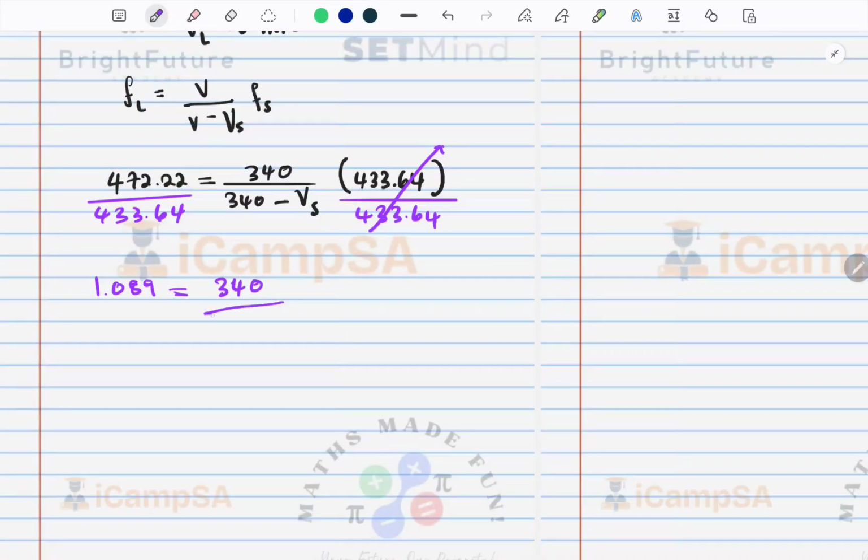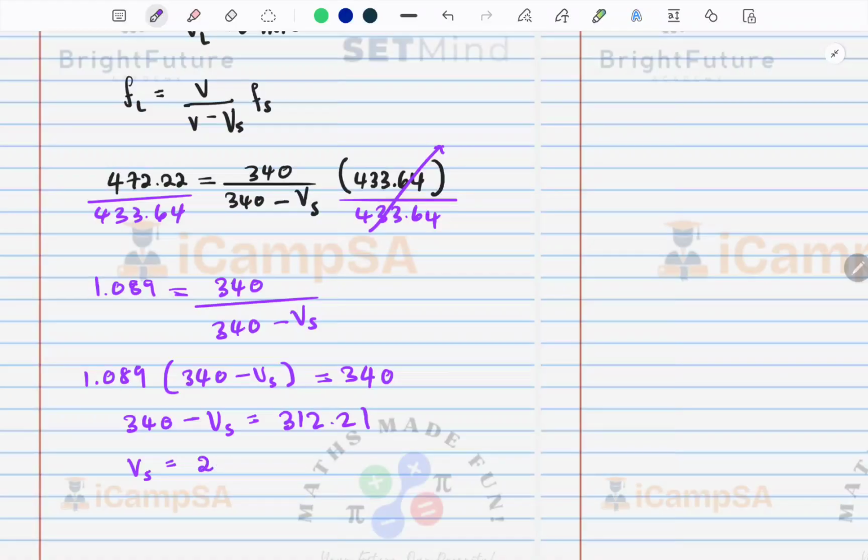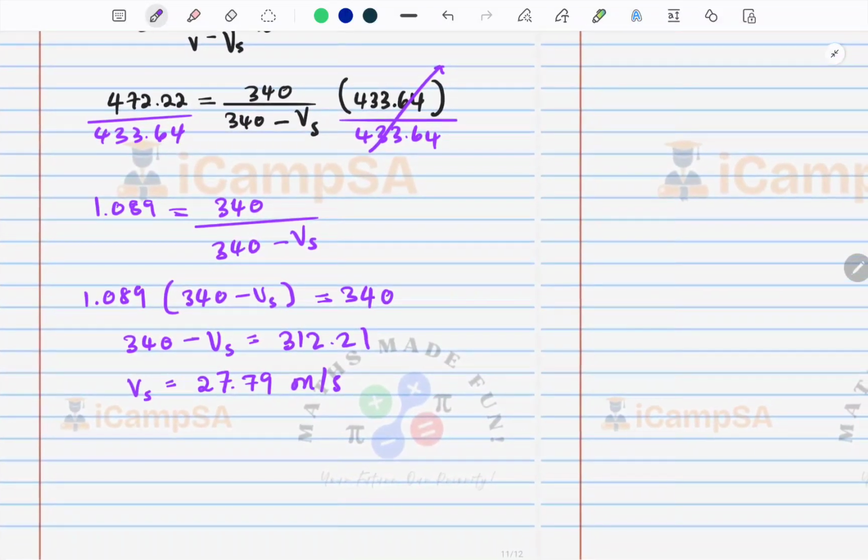Then I have 340 minus V_s. So now I can cross multiply, right? I can say 1.089 times (340 minus V_s) equals 340. This is what I have. Let me apply the math. My calculator is giving me 27.79 meters per second. Okay, but now we must note that it doesn't end here.